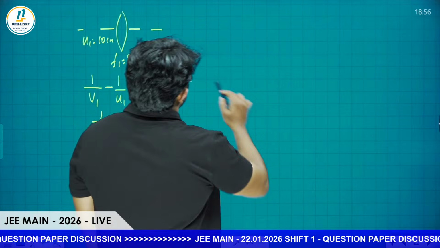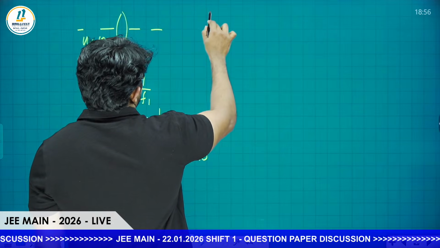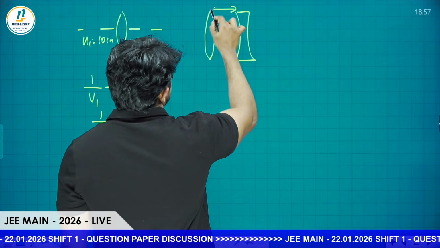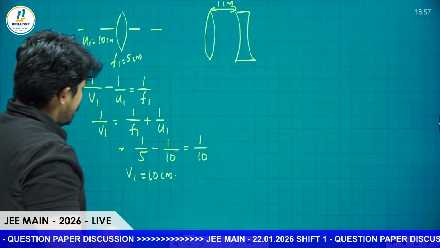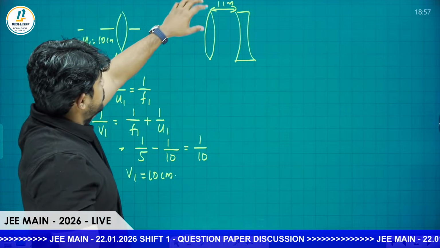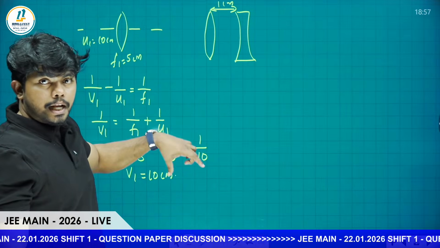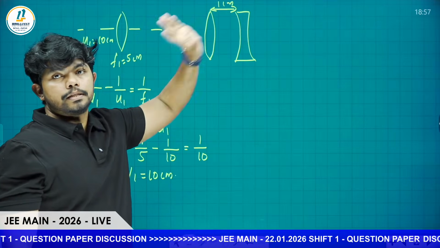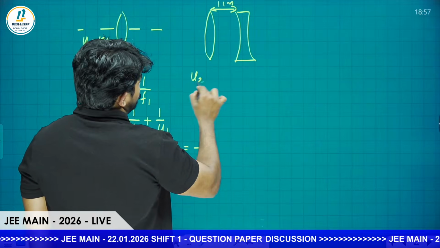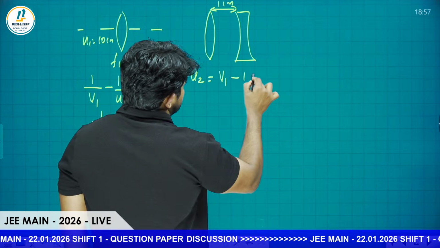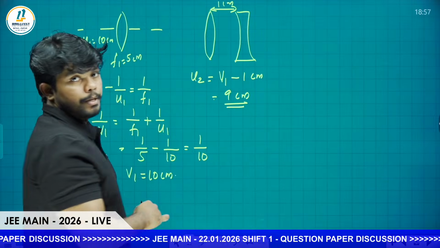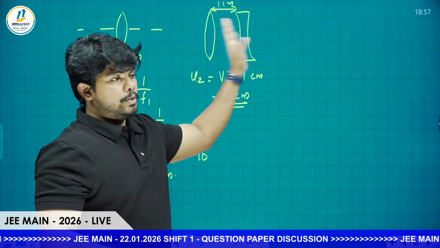But there is a problem, right? Because the second lens is not actually placed very close to the first lens. They are separated by a 1 centimeter distance. So for the distance we got for the first lens, we have to subtract this 1 centimeter from this value. That value itself will be the object distance of the second lens. You have to remember that condition. So u2 is nothing but v1 minus 1 centimeter, that will be 9 centimeter. Remember that, because there is a separation between the two lenses.